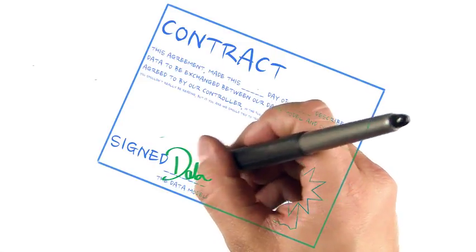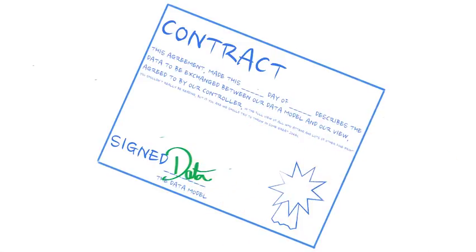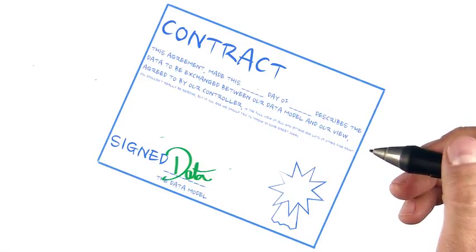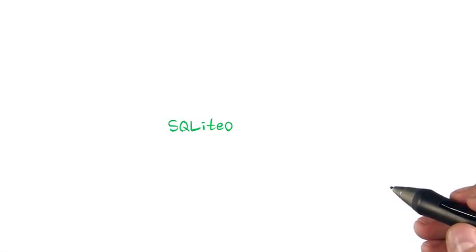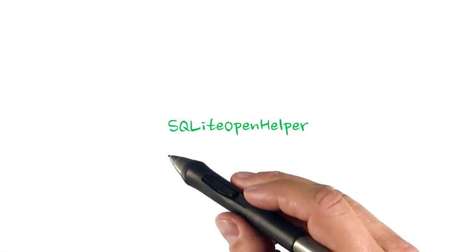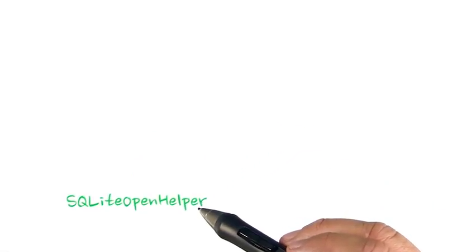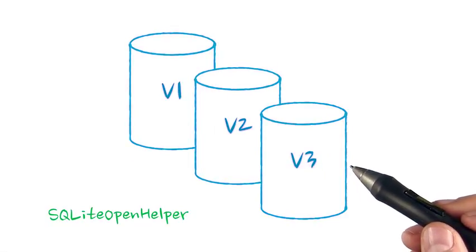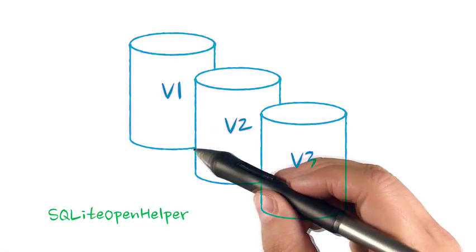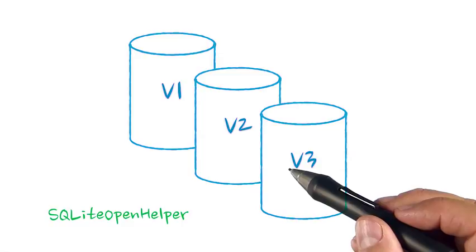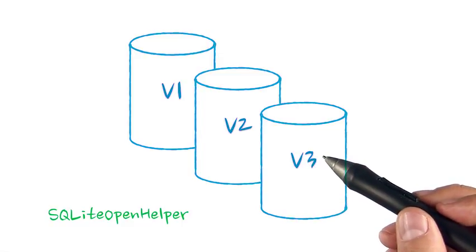Now that's a contract. At this point, we've defined the names of the columns we want, but we still don't have a database. To actually make a database, we're going to extend Android's SQLiteOpenHelper. SQLiteOpenHelper contains cool stuff to create the database and help us handle database versioning. As we make changes to our database in the future, it will help us modify our tables.